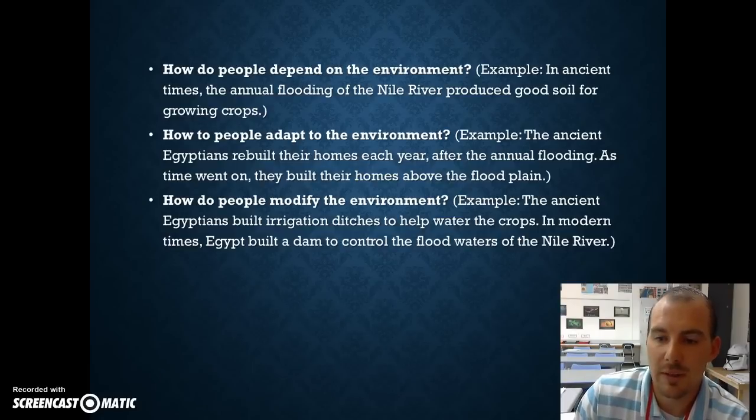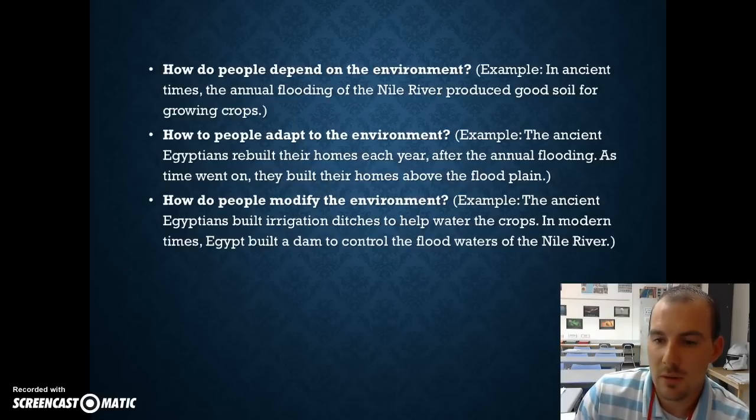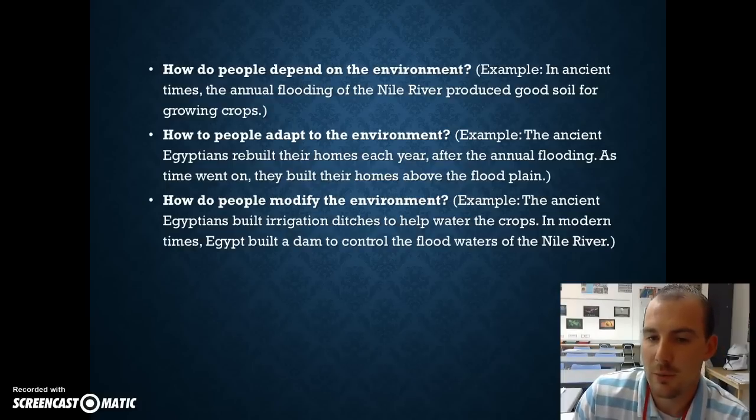Let's look at some examples to make this pretty easy to understand. How do people depend on their environment? Farmers every single year depend on their environment to produce rain and sun so they can grow crops. How do people adapt to their environment? Well, do you put a sweater on when it's hot? That's adapting to your environment. Do people put air conditioners in their house when it's the middle of summer? That's adapting to their environment. You're making a change because of the environment around you.